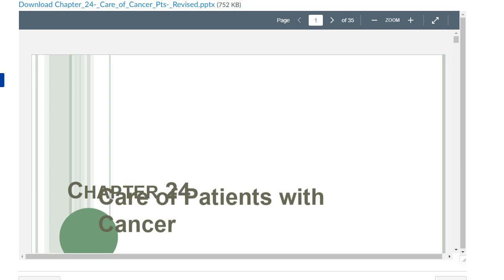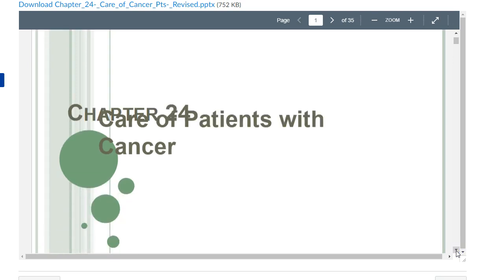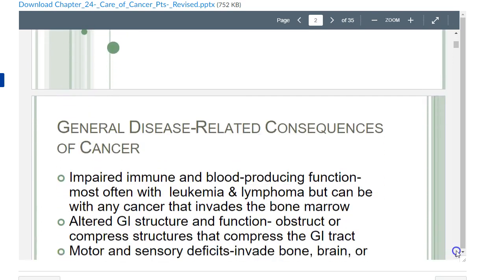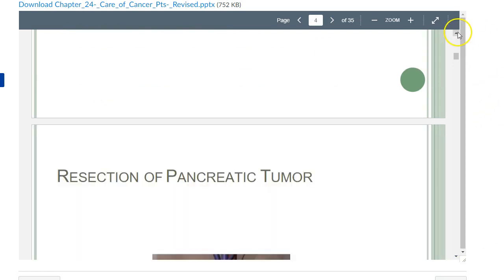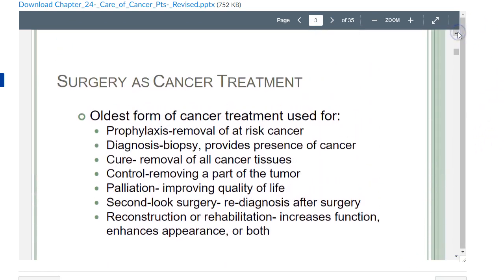All right, now we're going to talk about the next chapter, care of patients with cancer. And we've touched on some of these topics throughout the discussion of disorders with red blood cells, white blood cells, and platelets. So some of this may not be unfamiliar to you. This first slide is just what we might see with a patient who has been diagnosed with cancer.